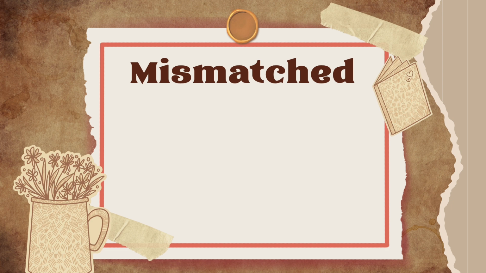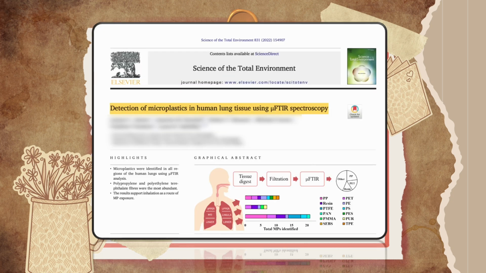Now let's have an example. What would happen if the research objectives were mismatched and not aligned with the problem statement? I'm going to give you back our previous example and generate a poorly mismatched problem statement and research objectives. So the authors in this article write about the detection of microplastics in human lung tissue using micro-FTIR spectroscopy.